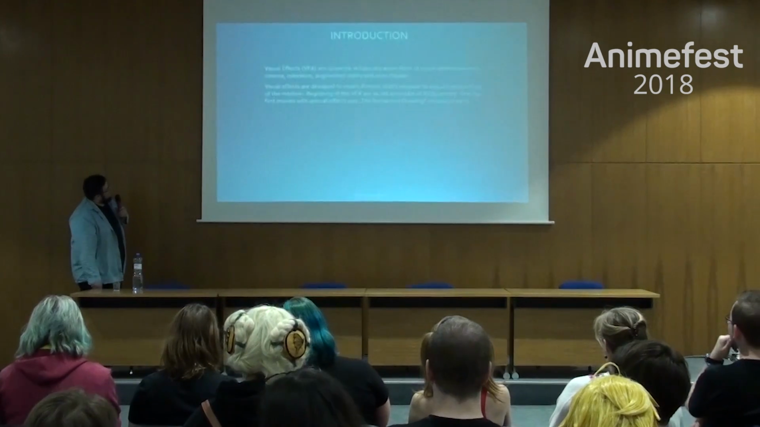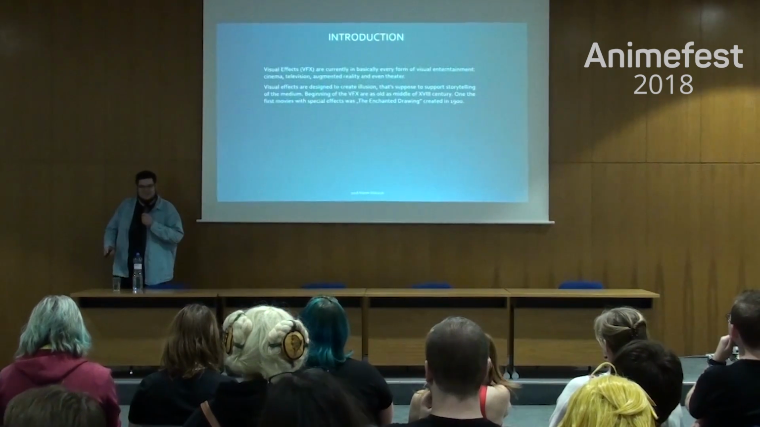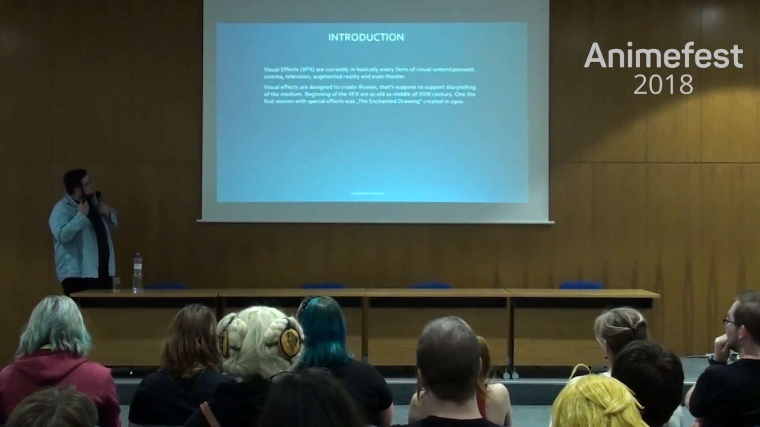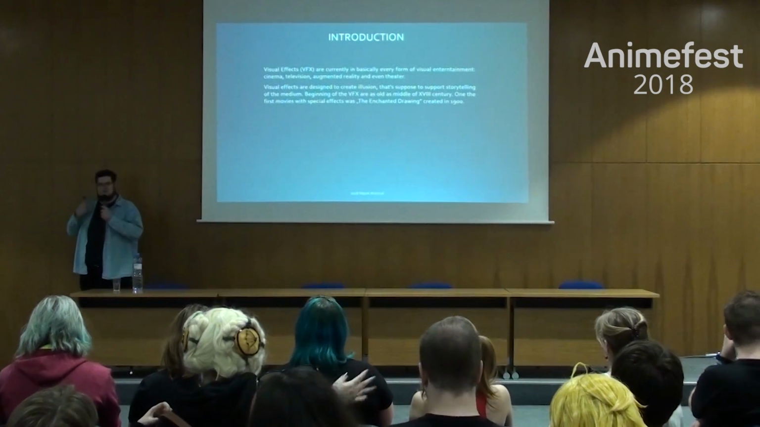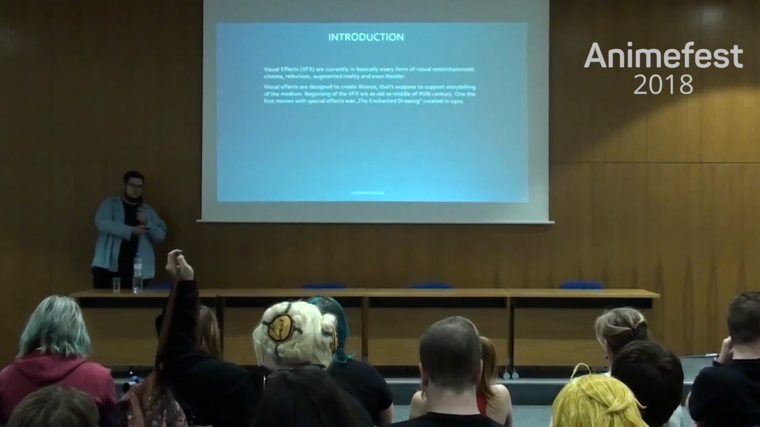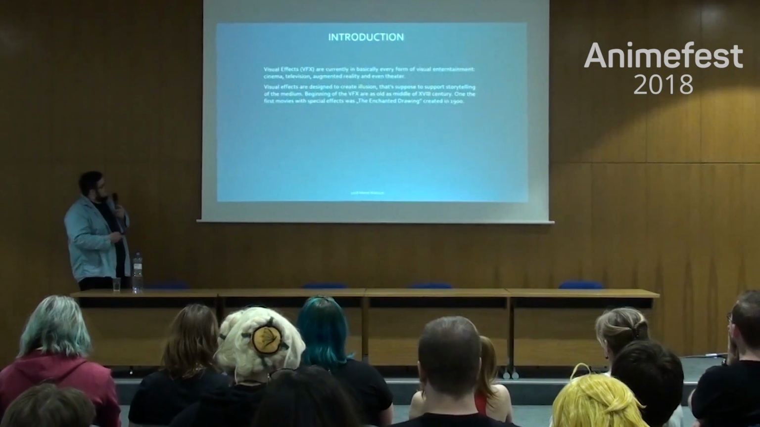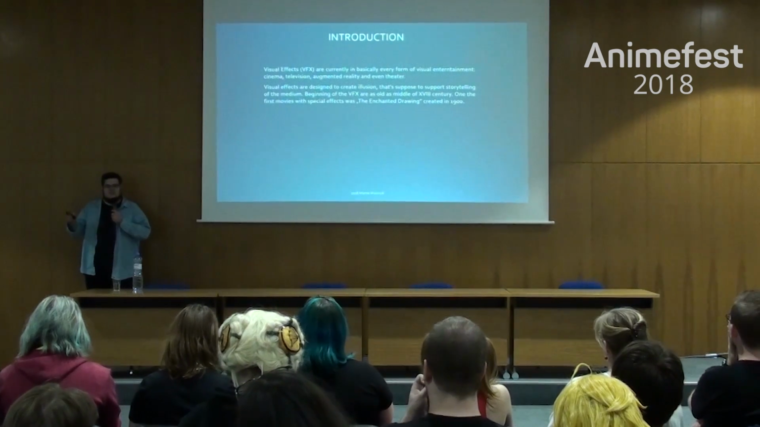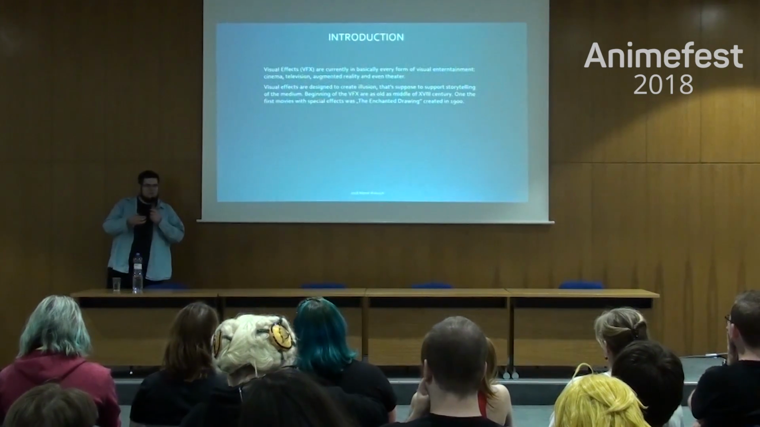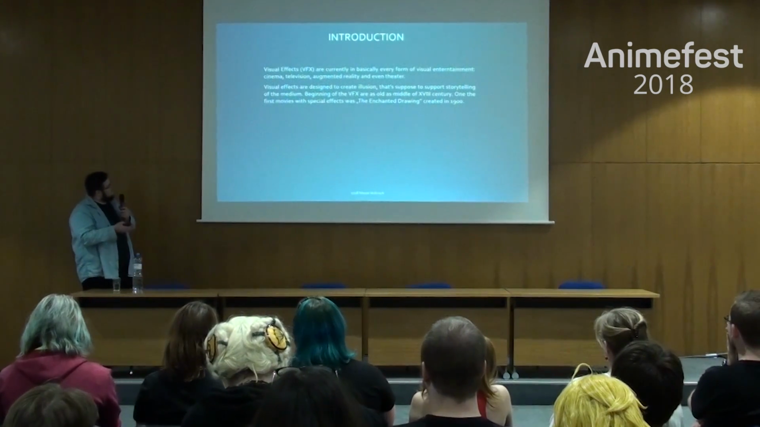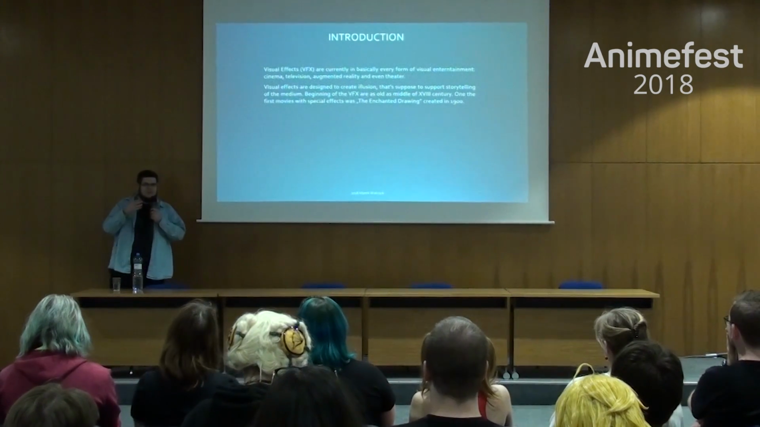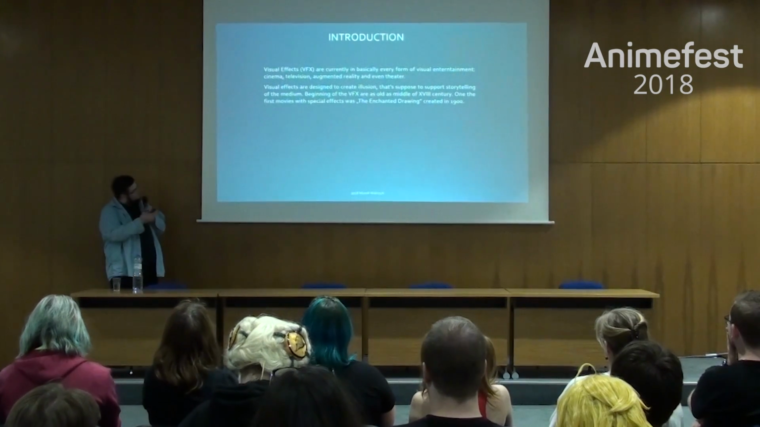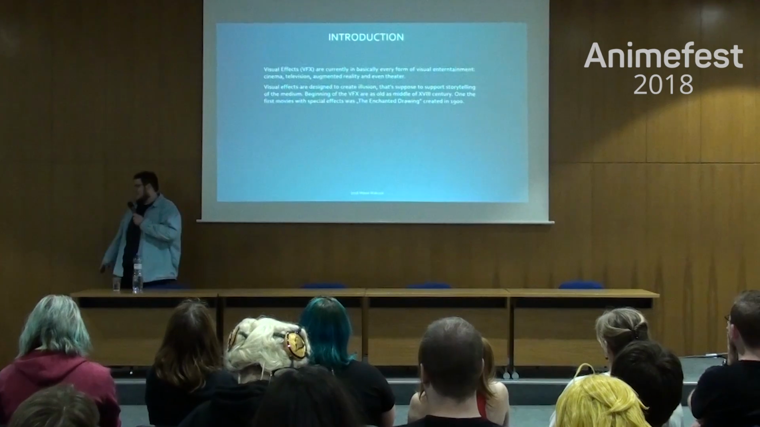So, visual effects are basically a name for the illusion that we use to tell the story. It all goes back to the 19th century. The first special effect was, I think, in 1856, but the first movie that's considered to use special effects was The Enchanted Drawing in 1900.